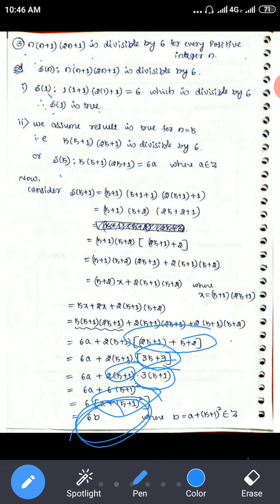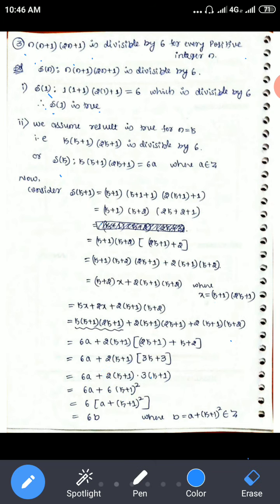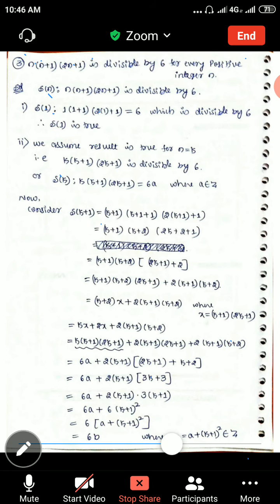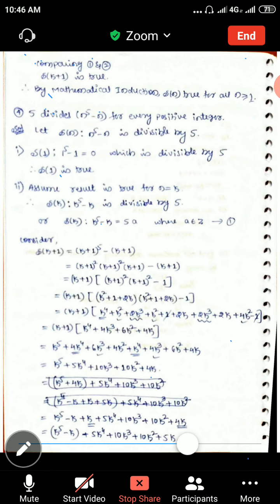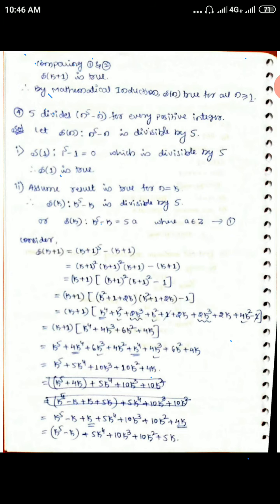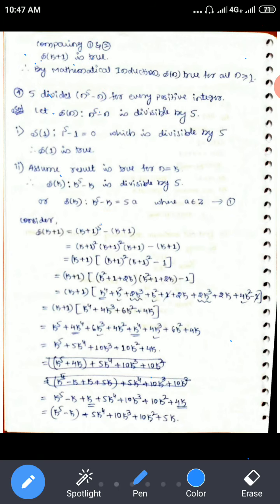So it means S(k+1) is also divisible by 6. That is what the meaning is. Okay, so that's what I am writing here, comparing equations 1 and 2, S(k+1) is true. So therefore by mathematical induction S(n) is true for all n greater than or equal to 1. Okay, so this you can see here, this is one of the question paper examples.